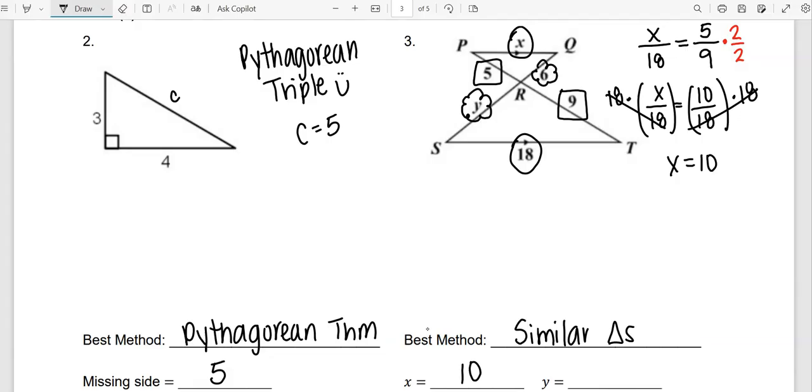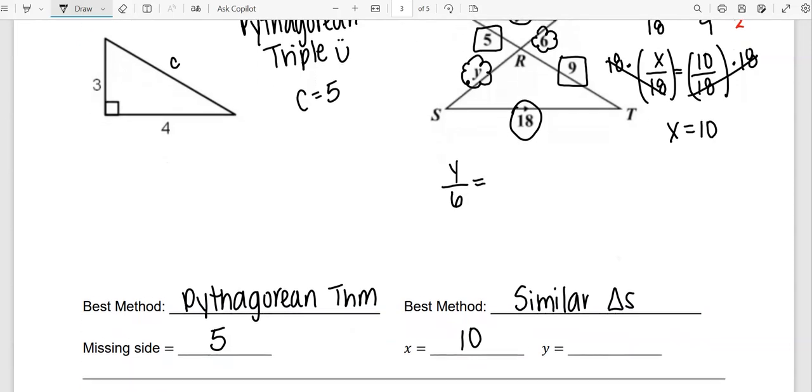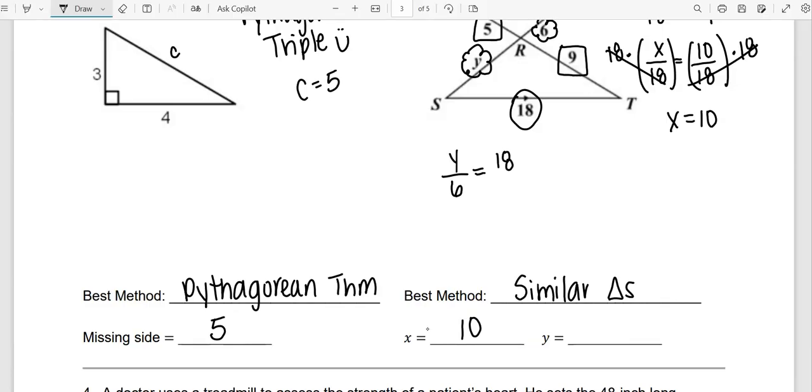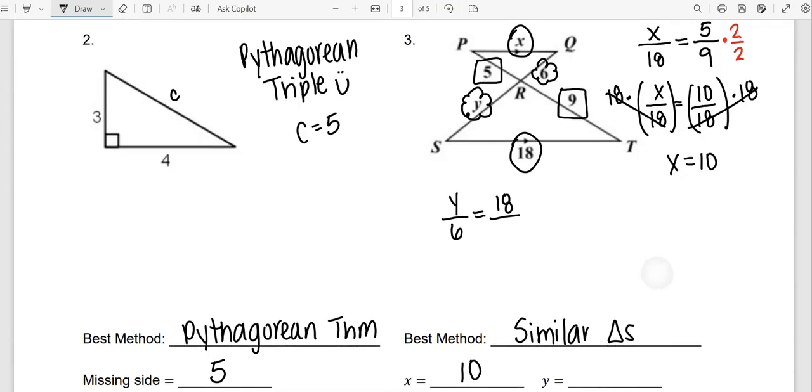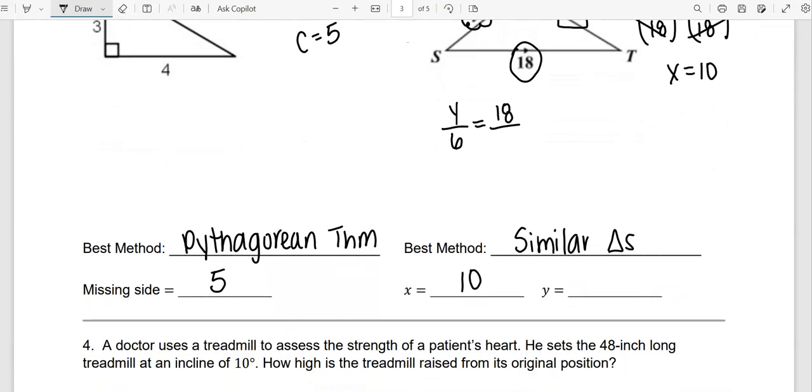I do also have to solve for y, and so y is proportional to 6, but this is the tricky part. Y is a part of the big triangle, so we have to pick a part of the big triangle. What do you want to pick? 18 over what's its proportional part in the small triangle? X, which is 10. So we can use that since we already found it. And how do I solve this one?